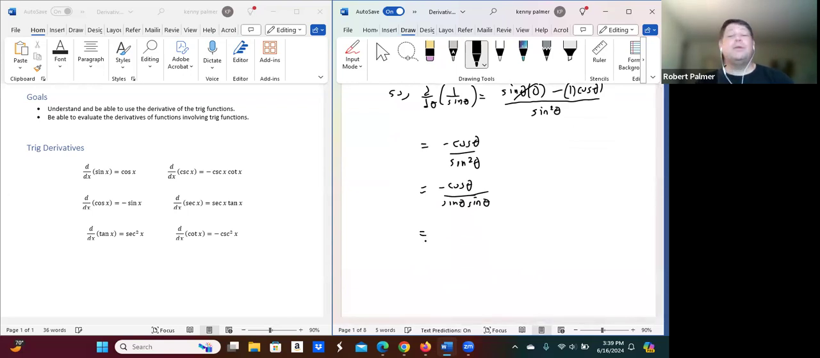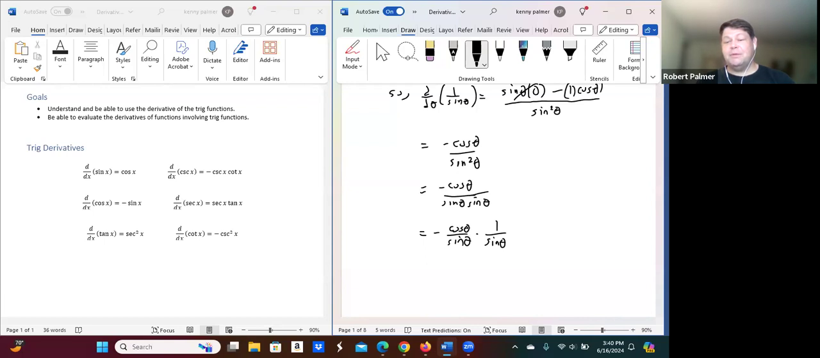It's like the opposite of multiplying fractions. I can break this up. I can split this up, with a negative up front, into cosine of theta over sine of theta times 1 over sine of theta. If you're unsure, just check it by multiplying across. Remember, with fractions, we multiply straight across.